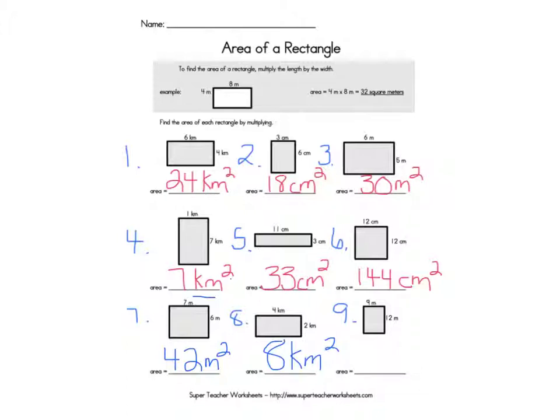Now how many of you are thinking, I don't know 12 times 9? Well, do you know 12 times 10? Let's see, that's 120. So if I took 12 away from that, guess what? I would have an answer of 108 meters squared.